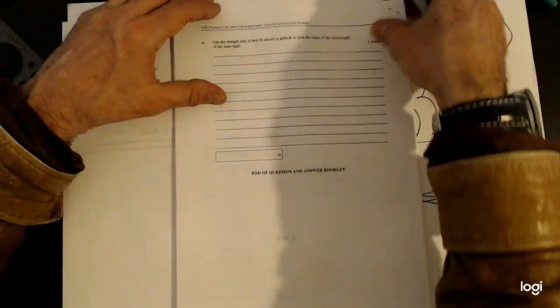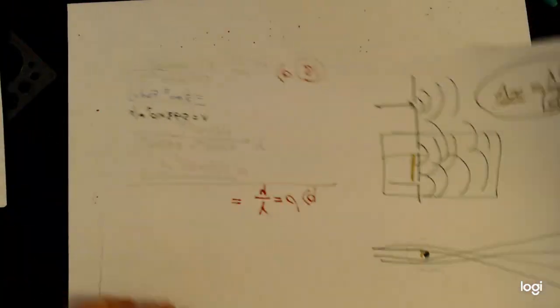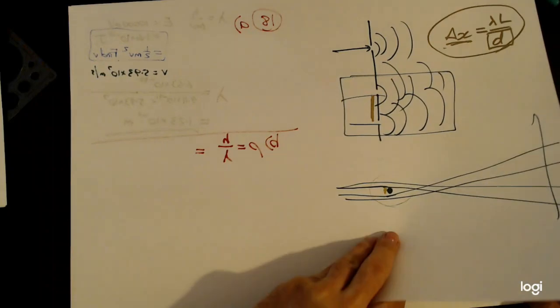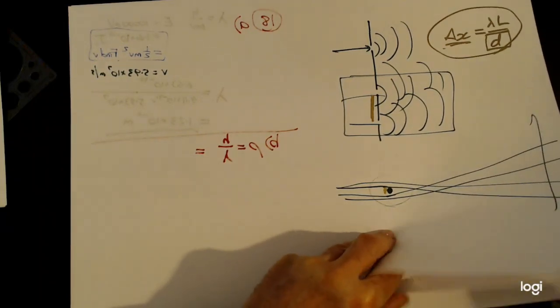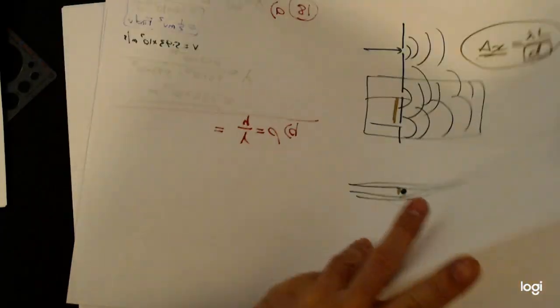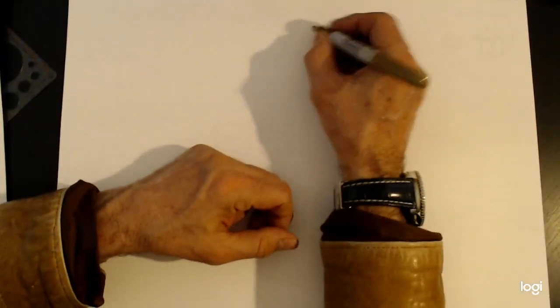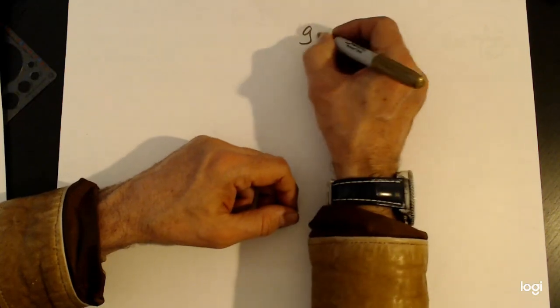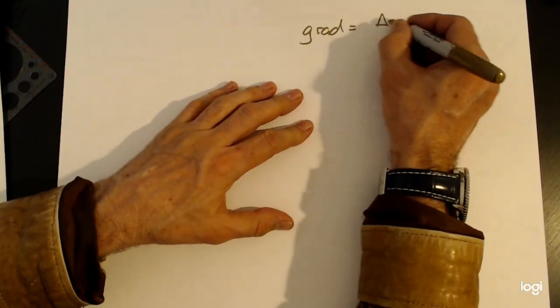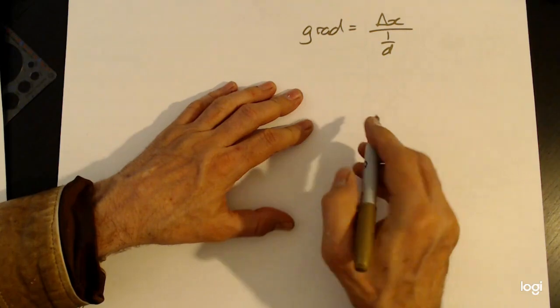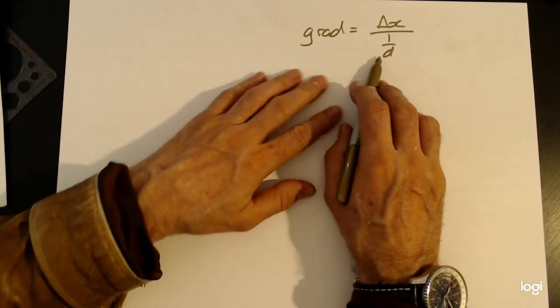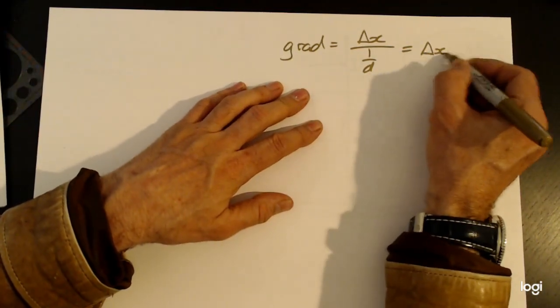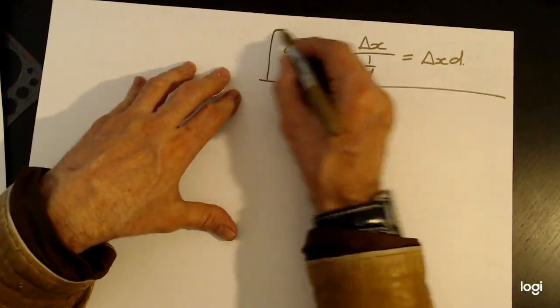Right, now, let me get a fresh piece of paper. Sorry, guys, I'm running out of space, not paper. Okay. So the gradient of that graph is rise over the run. And of course, dividing by 1 on d means multiplying by d, right? So it equals delta x d. That's the gradient. All right.